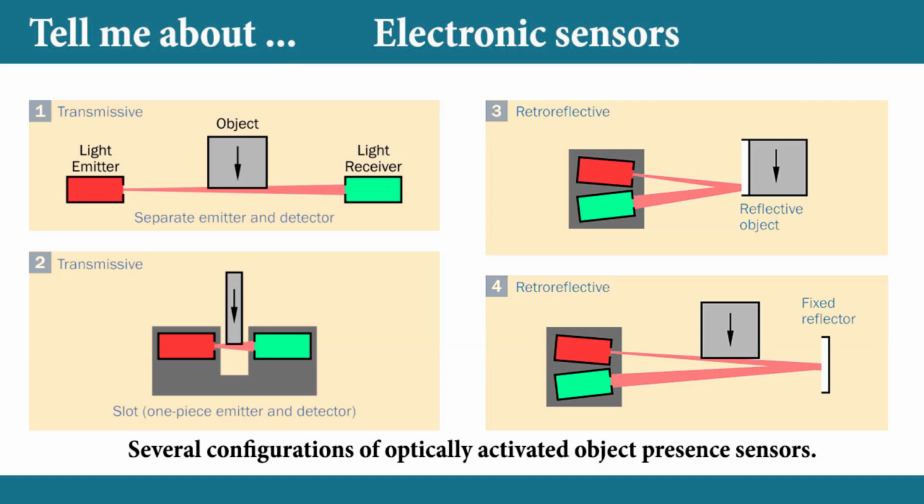Retroreflective optical sensors, also known as reflective photoelectric sensors, are a type of optical sensor that detects objects by using a beam of light and a retroreflector. They are commonly used in industrial automation, security systems, and various other applications where reliable object detection is needed.